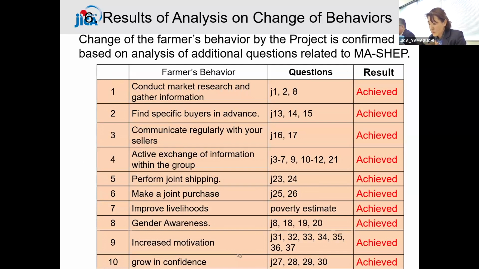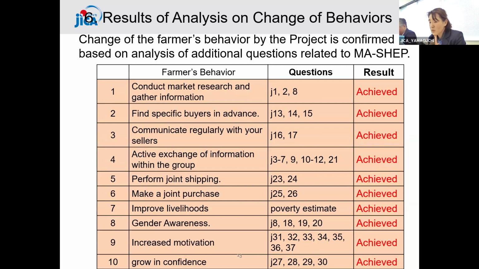This is regarding the additional 33 questions. The 33 questions are classified into 10 categories of the farmer's behavior. Number one is conduct market research and gather information. Second is find a specific buyer in advance to go to market. Third is communicate regularly with your sellers, your meaning the farmer. Fourth is active exchange of information with the group.